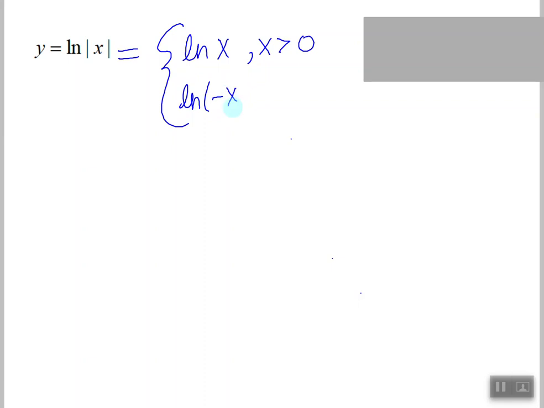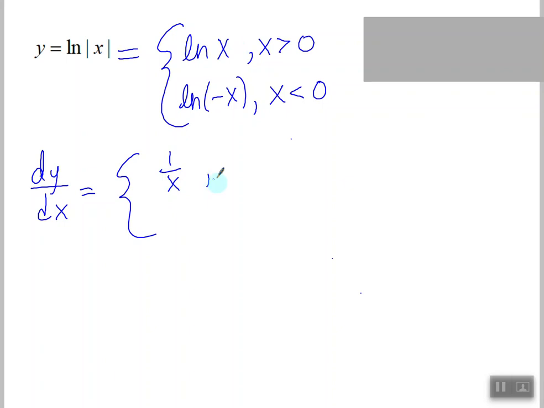Let's take the derivative of y equals natural log of absolute value of x. To do this, I first need to rewrite the function without the absolute value symbols. So I get natural log of x for x greater than 0 and natural log of negative x for x less than 0. So the derivative dy/dx equals, when I do each part, the derivative of natural log of x is 1 over x, that's for x greater than 0, and I do chain rule for this.